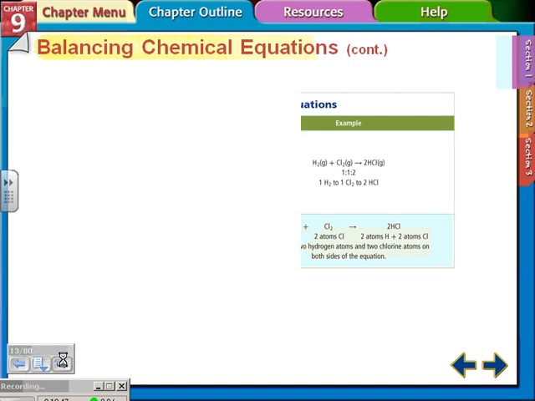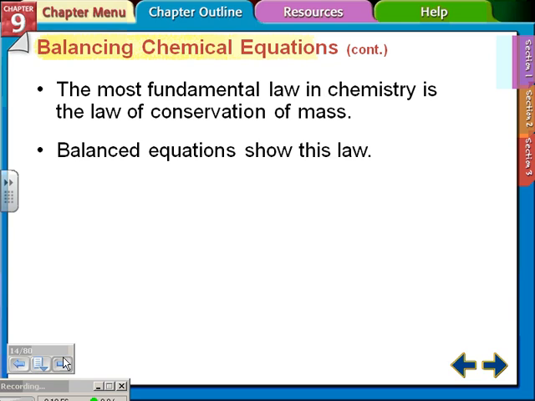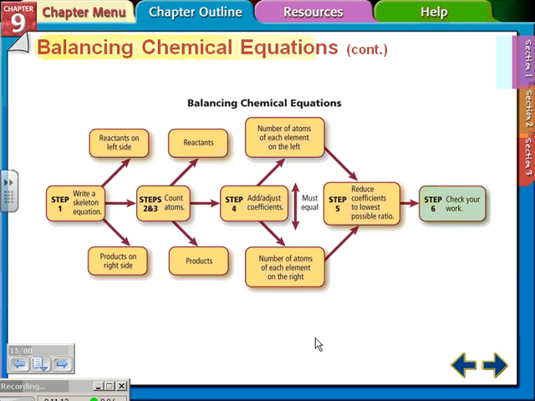So reactants and products. All right. What this represents is the most fundamental law in chemistry, which is called the law of conservation of mass. We've discussed it before. Balanced equations show this law. So again, we can't create matter. We're not destroying matter. Matter is conserved. So what you start with as a reactant has to be present as a product. So this is a little flow chart here. It may help you, it may not help you to balance equations. A lot of it, again, is trial and error.